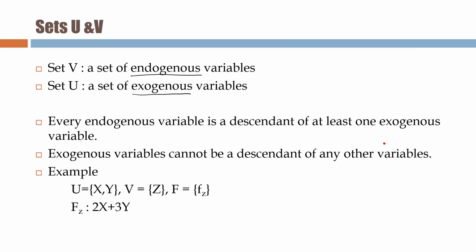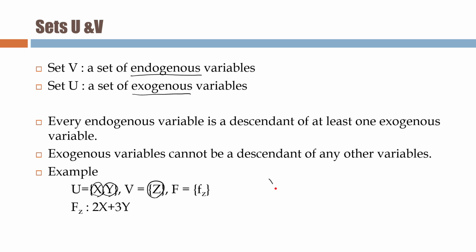So that's the example. U is exogenous, which means x and y are variables that are not caused by any variable we are considering. It may be caused by something, but we are not considering the other things. X and y are just from outside, but z is the variable that is affected by the function f.